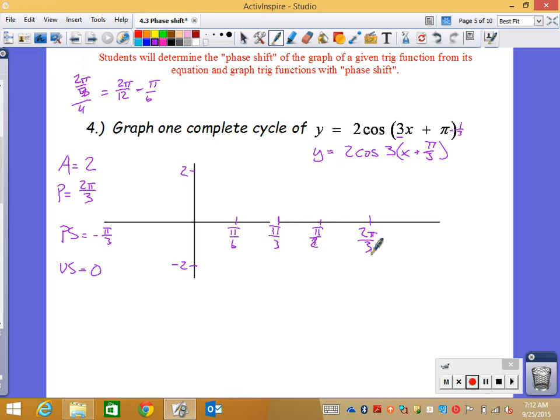So remember, it's cosine, so we're going to start up at my peak, go down to 0, go down to my valley, 0, peak. Now let's think about my phase shift. It's negative pi over 3. But you have to remember, how much does each of my increments go up by? Pi over 6. So to get pi over 3, I have to go to the left 2 increments. Negative pi over 6, negative pi over 3. So now everything's going to move over 2 increments. Now we just connect it.